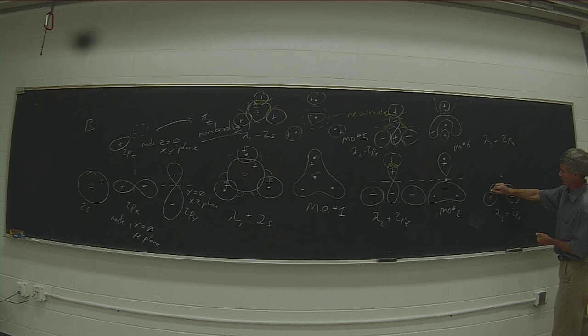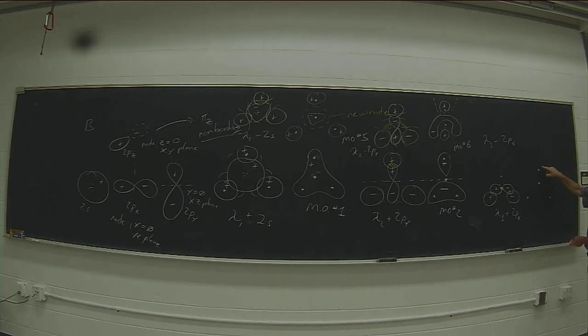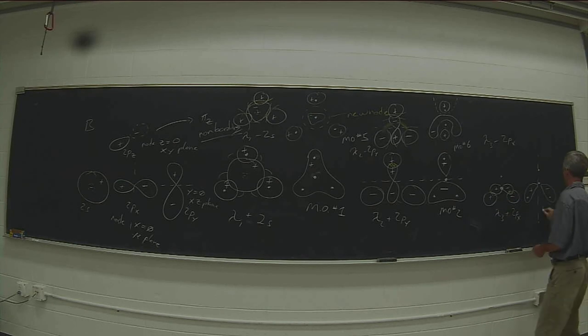Here we've got constructive overlap in two locations, so the resulting orbital, although it's not bonding with respect to hydrogen C, is bonding with respect to both hydrogen B and hydrogen A. So it's a bonding orbital. It has a single node, as does molecular orbital number 2, which means that molecular orbital number 3 should be degenerate with molecular orbital number 2.